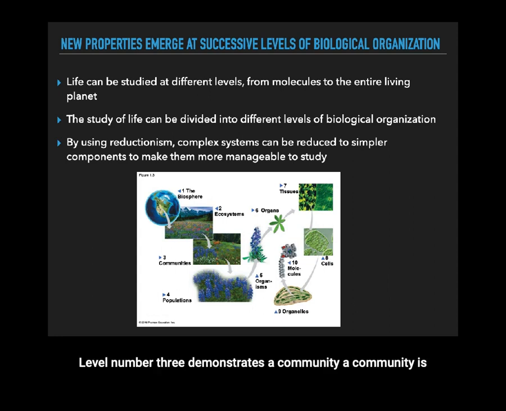Level number 3 demonstrates a community. A community is an array of organisms inhabiting a particular ecosystem. Communities contain many different species that interact in a given location. The picture shows plants and animals, but don't forget that there are many smaller, even microscopic members of the community that the picture may not show.